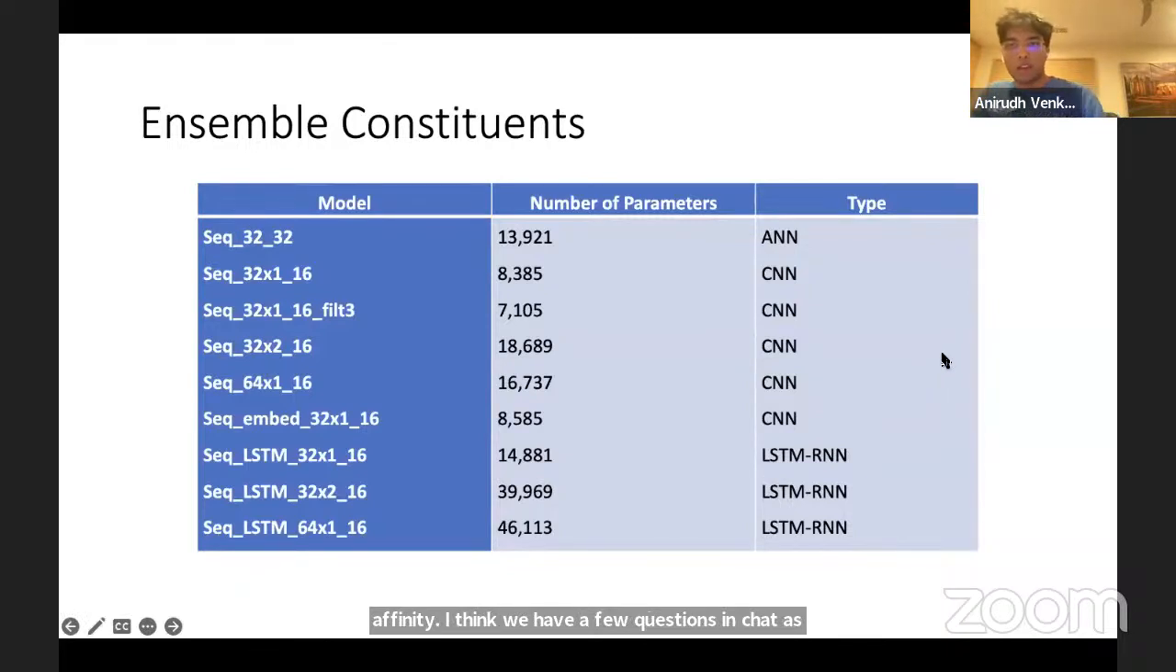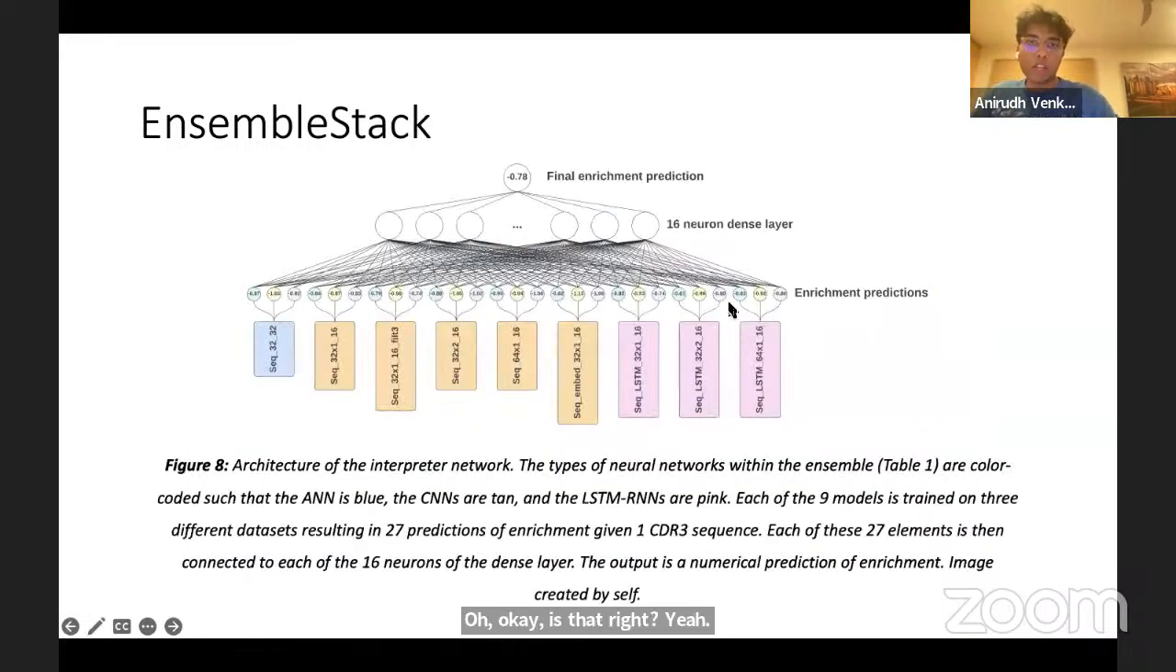Okay, all right. So moving on to the interpreter neural network. Each of these 9 models is trained on 3 different data sets, and each data set consists of 60,000 different CDR3 sequences. Over the 3 data sets, there are about 100,000, with some of them overlapping. Once you pass the CDR3 sequence through the model, you get 3 different predictions of its binding avidity or its enrichment. And each of these 3 different predictions is used as a feature for a higher-level interpreter neural network.